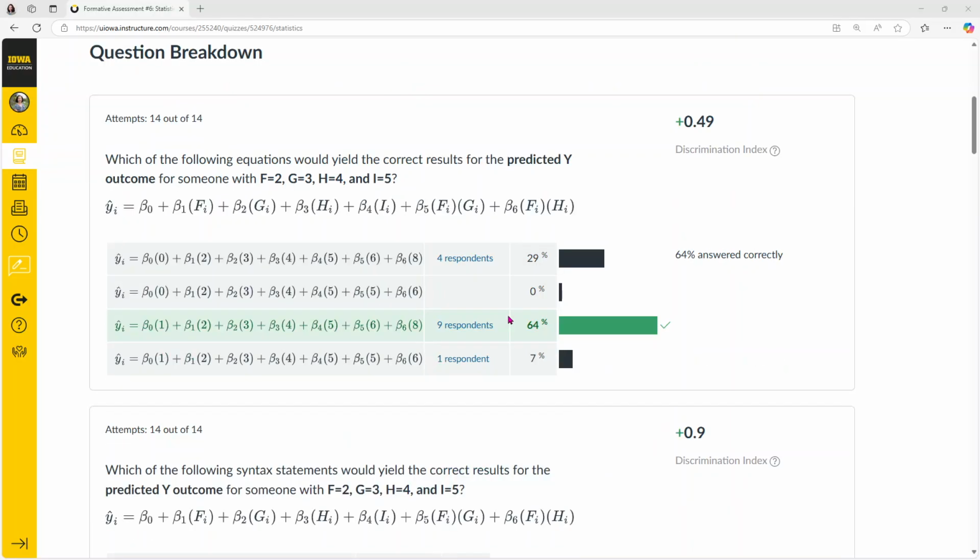Okay, so our first question: which of the following equations would yield the correct results for the predicted y outcome for someone with f equals 2, g equals 3, h equals 4, i equals 5? Looking at this, I notice that we have a nice bold statement here to help us out. Predicted y outcome. I've got to stay by the microphone. I've got to see it right here. This is not the other class. Nope. Thank you. Sorry. Predicted y outcome.